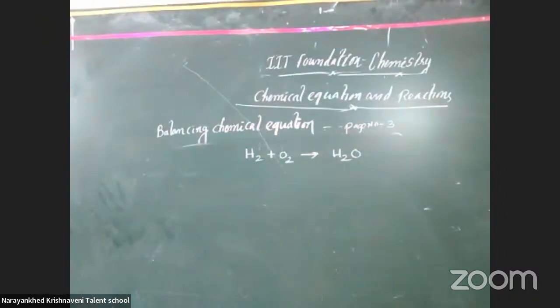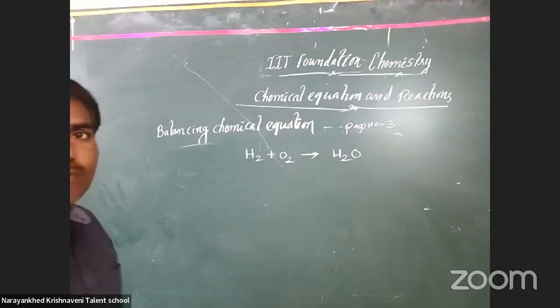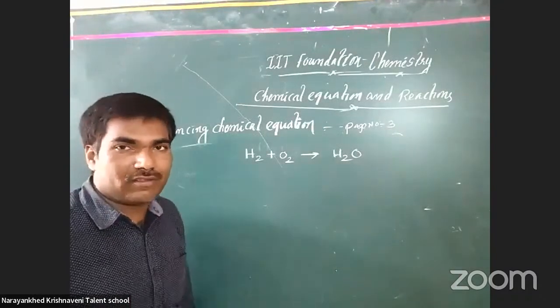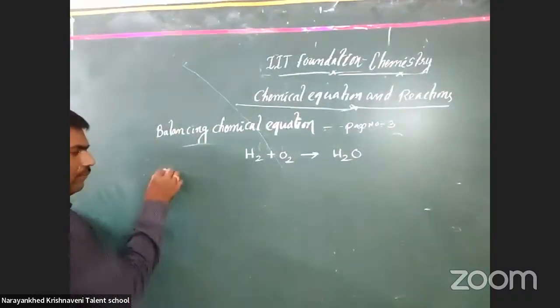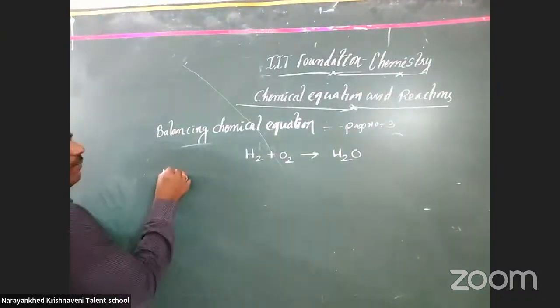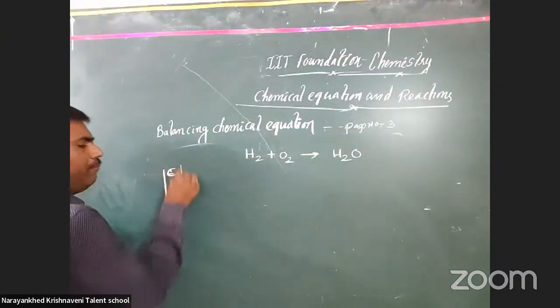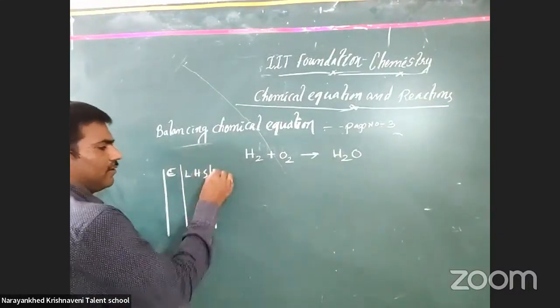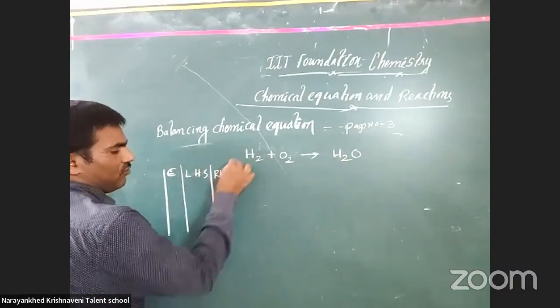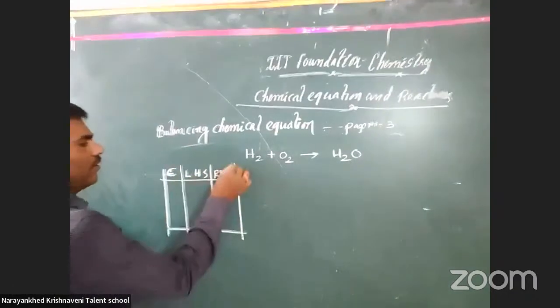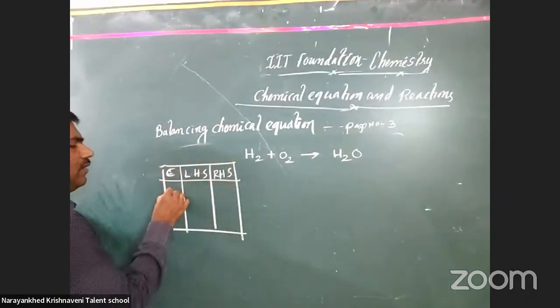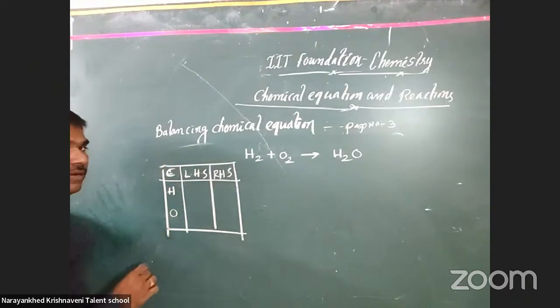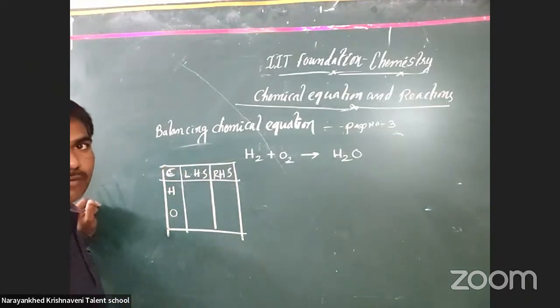And how to balance it? How to balance it? Same way: first write the name of the element, and let's decide what number is there on the RHS side. First you have to calculate this. What elements are there here? Hydrogen is one element, oxygen is another element.